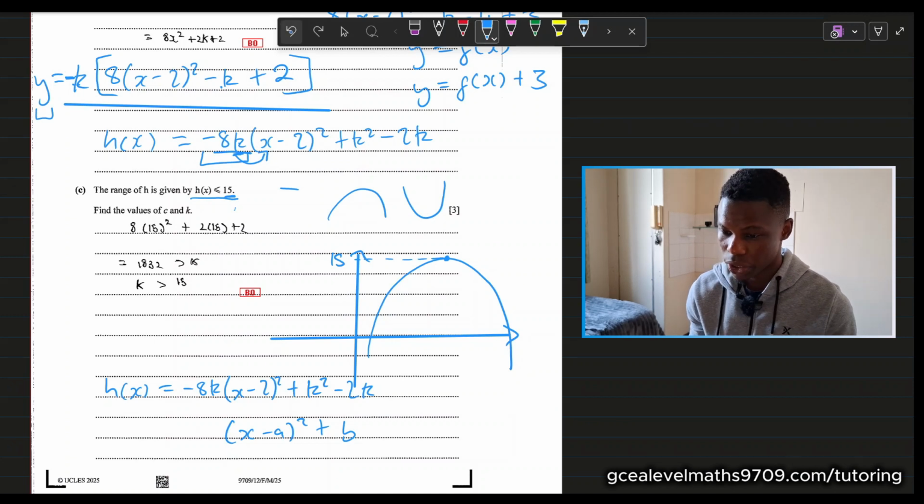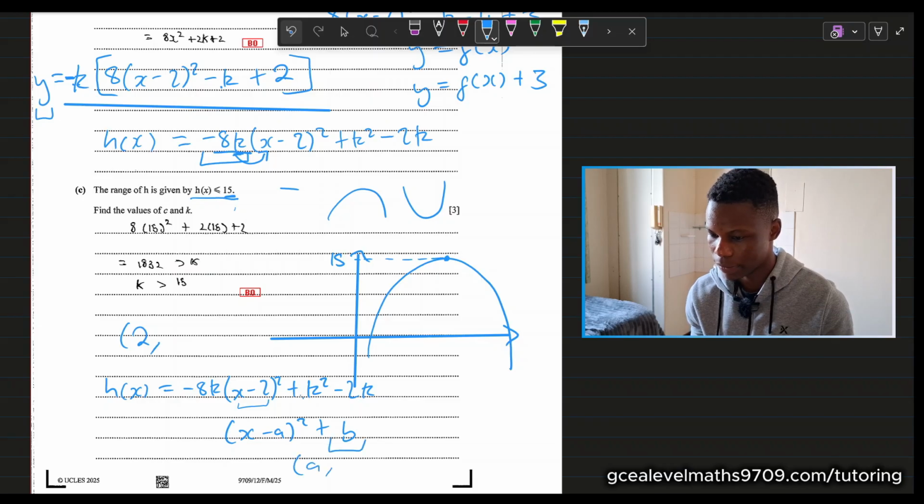Our x value is going to be x minus 2 is equal to 0. So we know that x is going to be 2. And then our y value at the turning point is going to be, it's usually b, right? Because typically it's a, b. And so it's going to be k squared minus 2k.